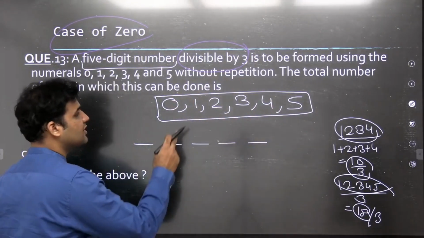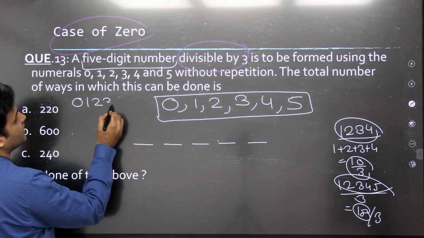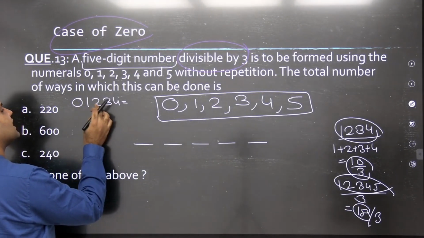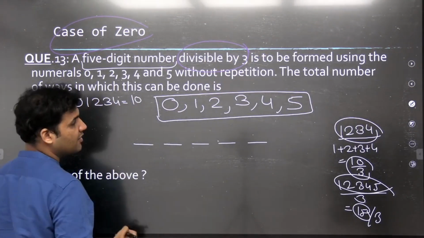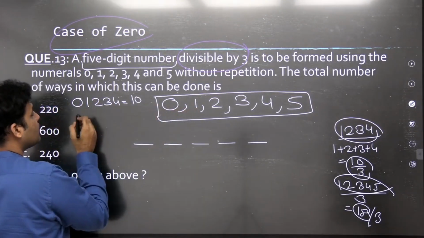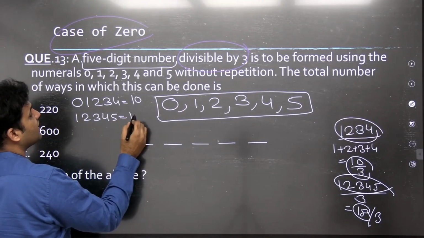The minimum possible sum will be obtained if I use the digits 0, 1, 2, 3 and 4, which in this case is 7 plus 2, 9 plus 1, 10. And the maximum possible sum will be obtained if I use the maximum value digits, which are 1, 2, 3, 4, 5, that is 15.